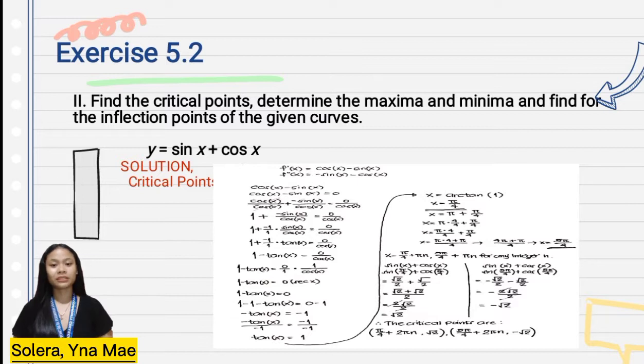The tangent function is positive in the first and third quadrants. To find the second solution, add the reference angle to pi to find the solution in the third quadrant. So x is equal to pi plus pi over 4. To write pi as a fraction with a common denominator, multiply by 4 over 4. So x is equal to pi times 4 over 4 plus pi over 4.